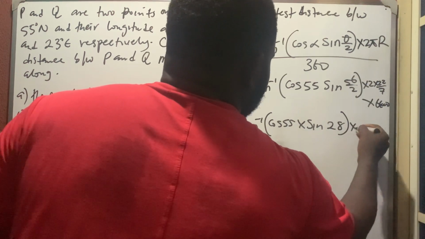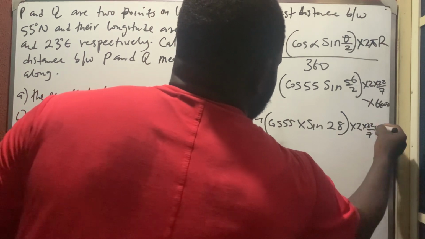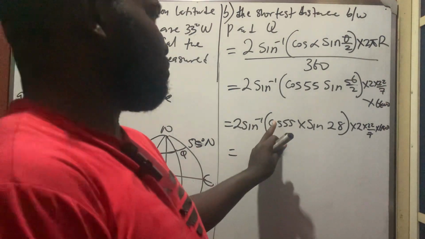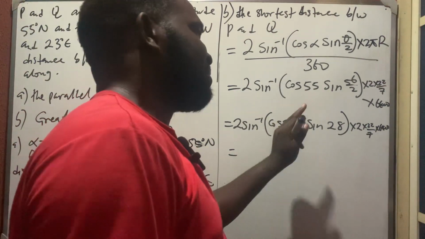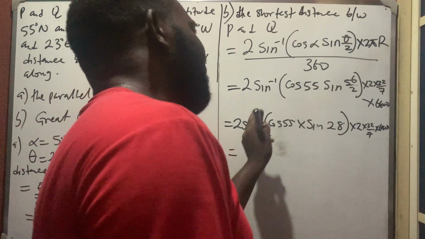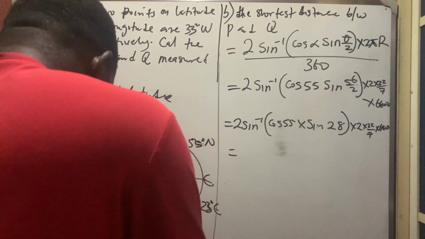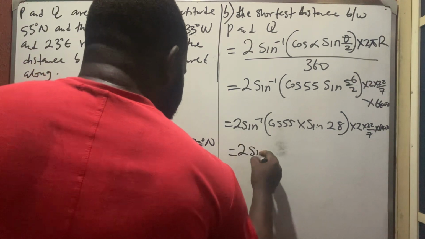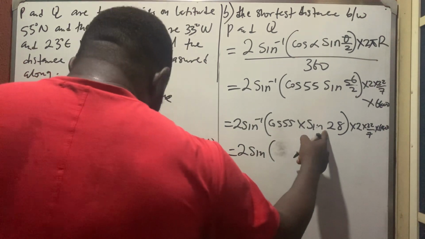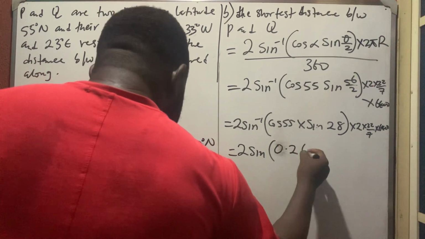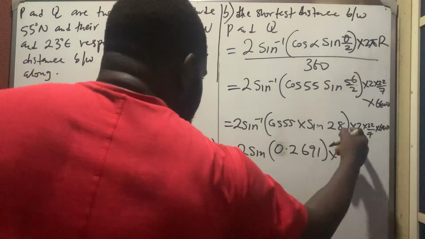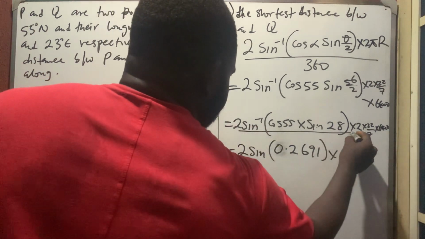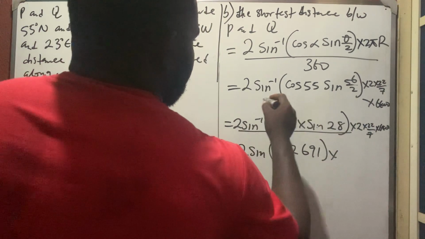Then you have times 2 times 22 over 7, then times 6400. So now what do you have to do? Just press cos 55, then times sine 28, then do sine inverse of it. Are you getting it now? So if you do sine inverse of it, you get the answer that is required. So this is 2 sine inverse. When you press this times this, you're going to get 0.2691. Then do everything here. Don't forget, over 360.